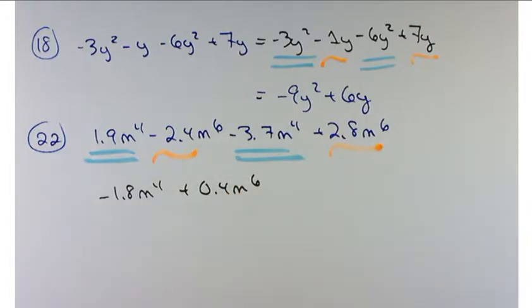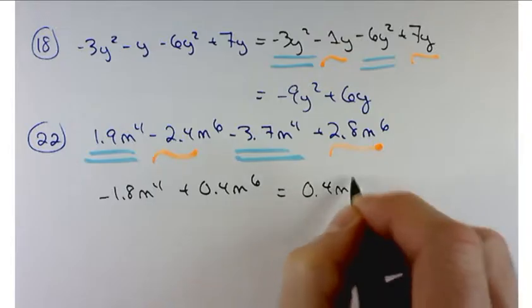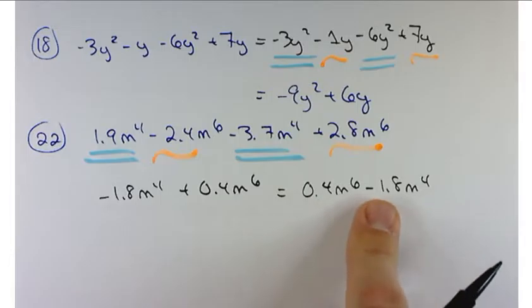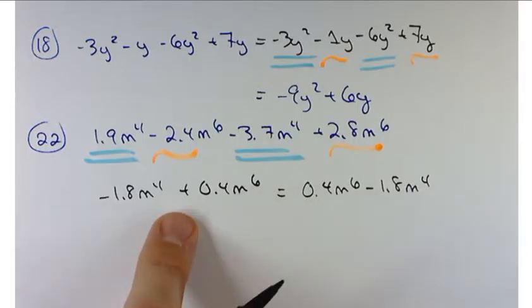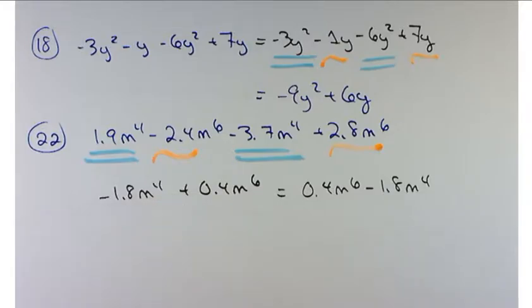Now, I'm not going to mark it wrong if you write it like this. Generally speaking, you write them in descending order, so it'd be 0.4 m to the sixth minus 1.8 m to the fourth. That'd be preferred. The only time that you'd be taken down a point is if I specifically state in the problem, write your answer in descending order. If I explicitly ask for it, then I do expect it. Other than that, this is a good habit to be into. Write them in descending order, but it's not necessarily mandatory.